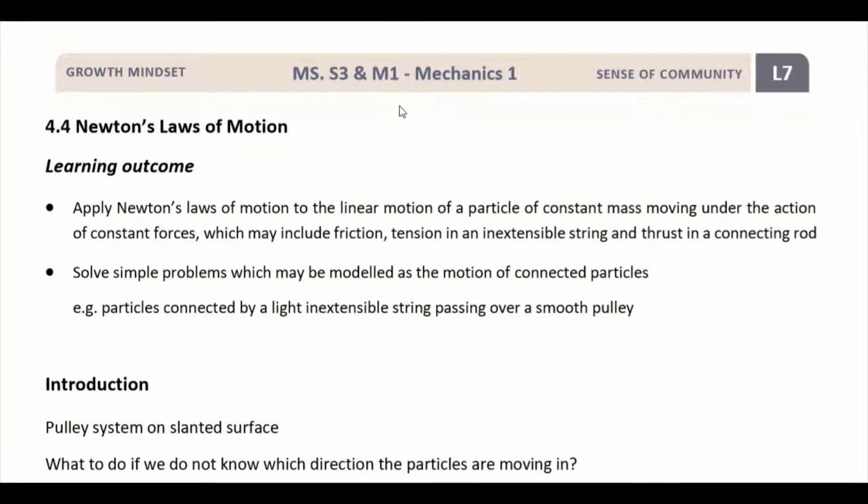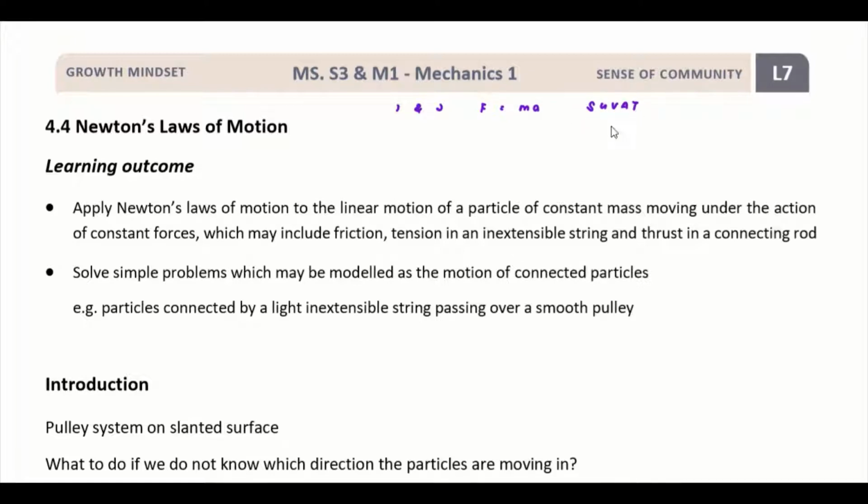So in the first lesson and the second lesson, you were introduced for the first time to Newton's second law of motion, which is how to use the formula F equals ma. Then we looked at some simple problems, which are basically one dimension questions. That's the time that we combined F equals ma and the SUVAT formulae together.